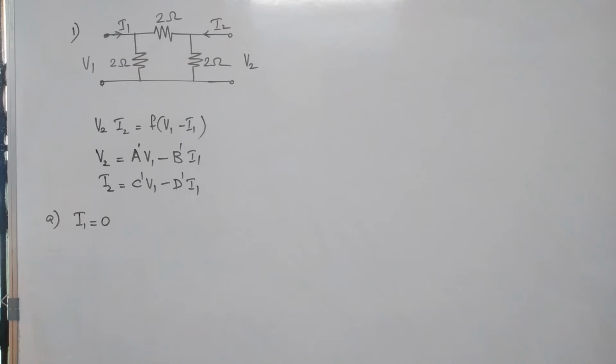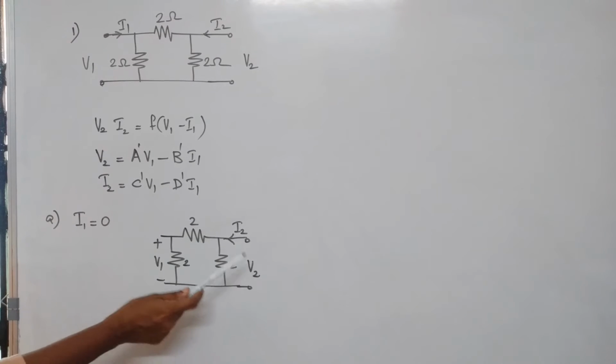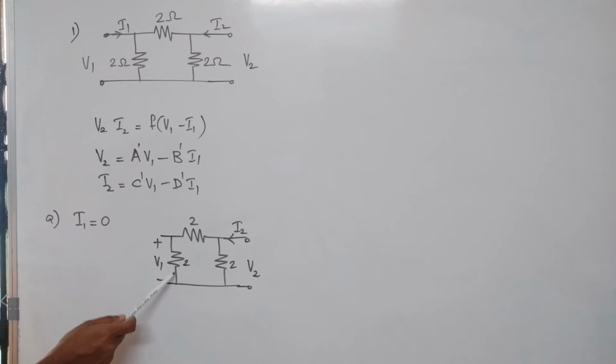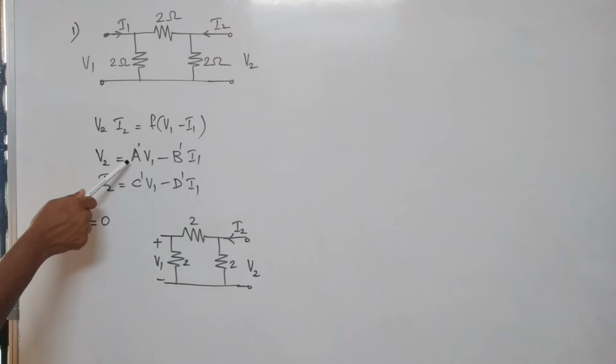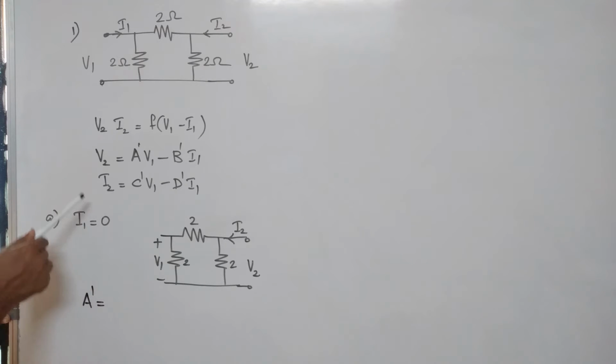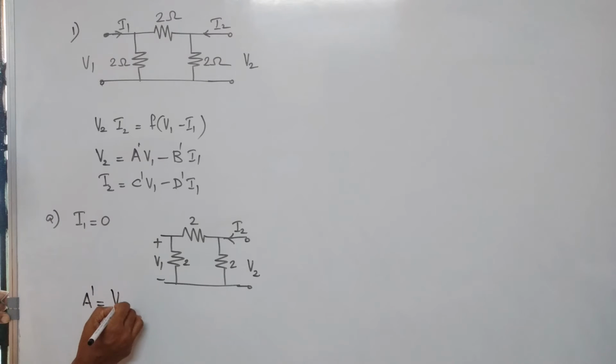Okay, so we'll draw the circuit diagram for that. Here V2 is the voltage source resulting in a current I2, and V1 is the drop across this 2 ohm. I1 is set to 0. There is no current from the source V1. To find A dash, we can write the definition. A dash is equal to V2 by V1.